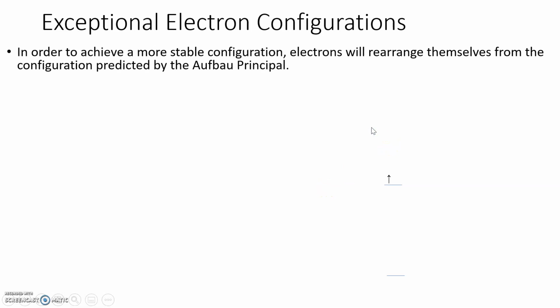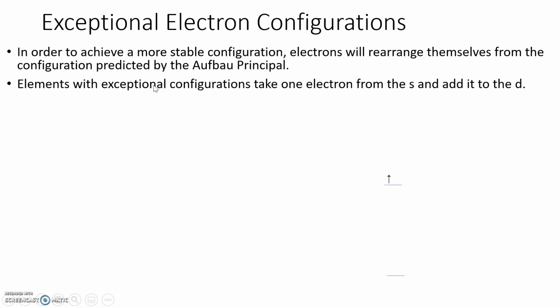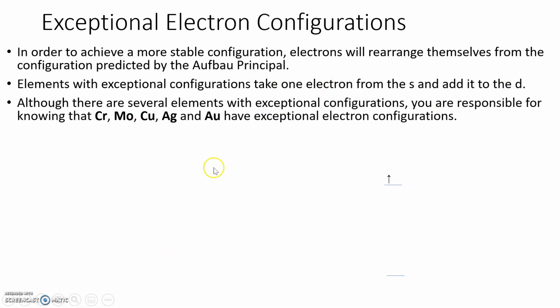Alright, with all of that in mind, we can sometimes break the rules. The Aufbau principle says you have to fill up electrons in the lowest possible energy level first. But sometimes, to get to one of those more acceptable configurations we just looked at, some elements will take an electron from the S and add it to the D. Let's take a look at some of those examples. There are 5 you're responsible for knowing. Chromium, molybdenum, copper, silver, and gold have the exceptional electron configurations.